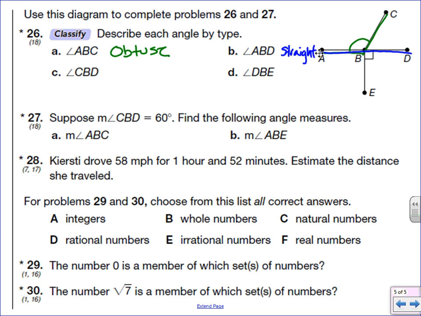Angle CBD is less than 90 degrees. That's called an acute angle. Oh, it's so cute. And then the last one, angle DBE, has the right angle sign in it. So it is a right angle.